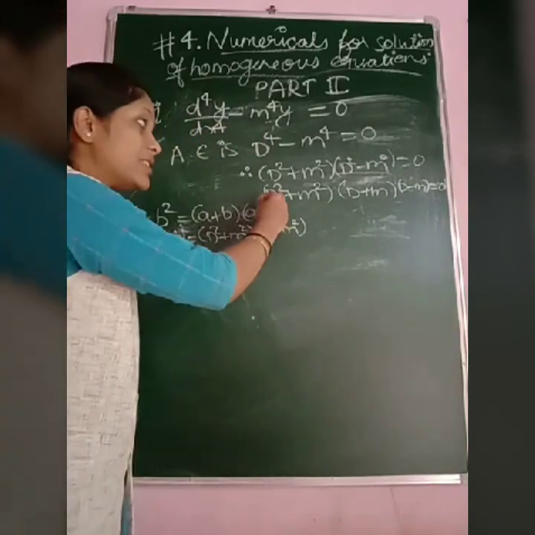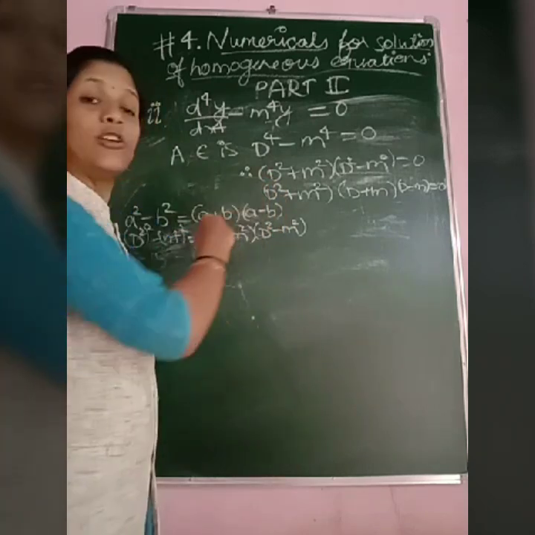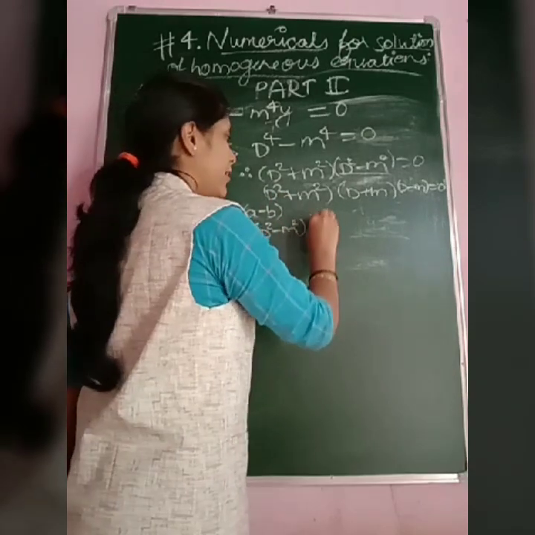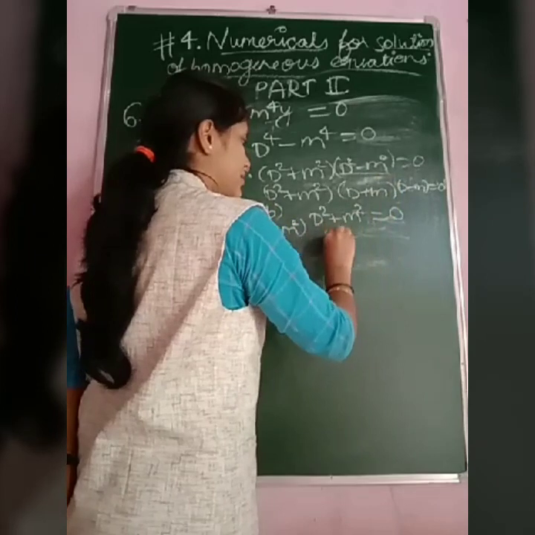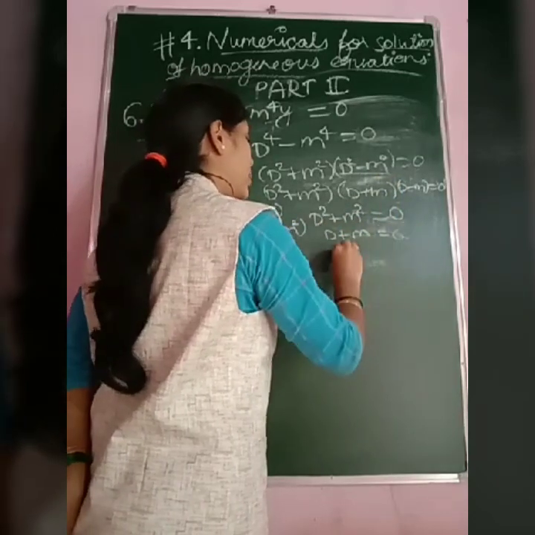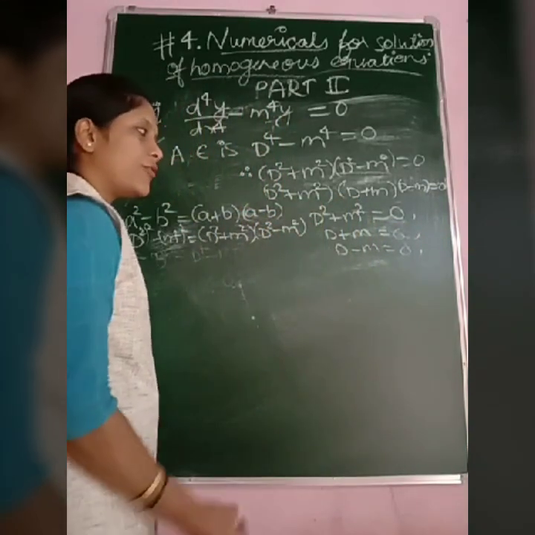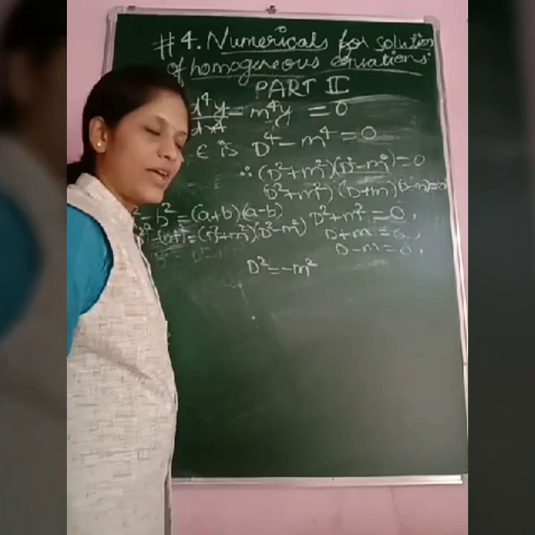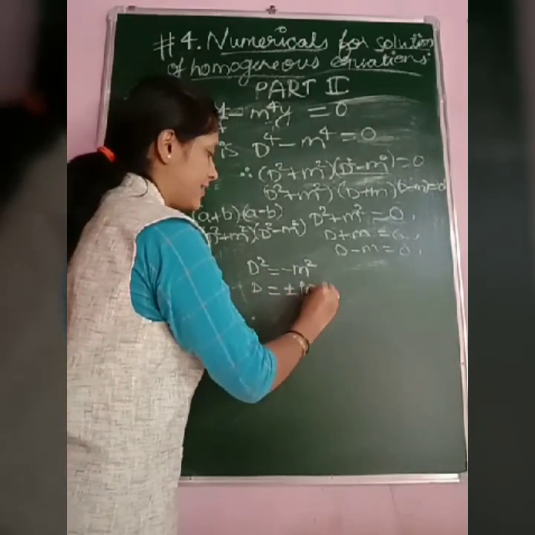So what do we get? D squared plus m squared equal to 0, and D plus m equal to 0, D minus m equal to 0. From the first, D squared equal to minus m squared. Taking square root, D equal to plus or minus im.